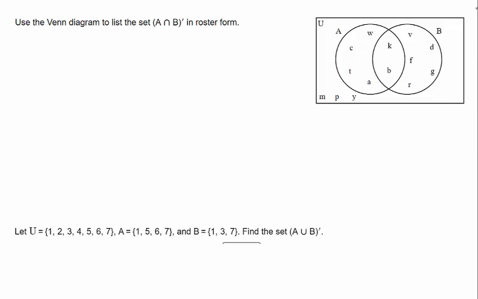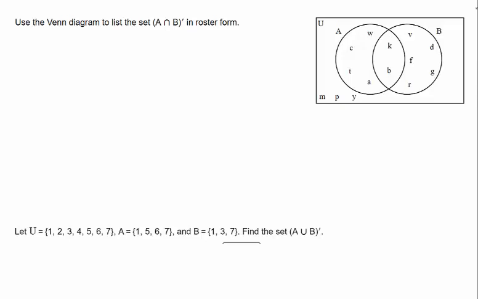In this video, we're going to look at some Venn diagrams and some union, intersections, and complements of sets. Our first question asks us to use the Venn diagram to list out the set A intersect B, and the quantity of that is the complement. Remember, you have to do the inside first.